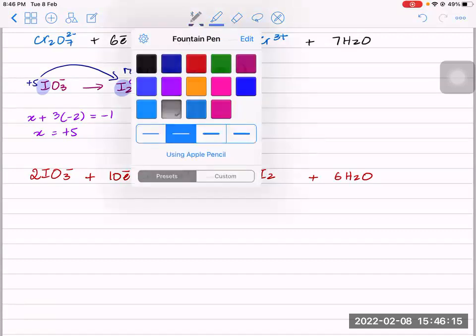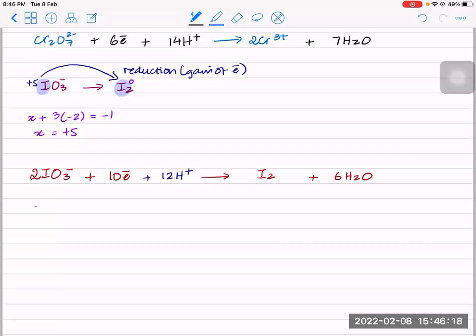And you can also check the charges. Here you have 2 minus, and then you have 10 minus, and you have 12 H pluses, right? So you have minus 2, plus minus 10, plus 12. This cancels out, and over here also the charge is 0. So minus 12 and plus 12 cancel out, become 0. The charge over here is also 0 because this is 0 and this is 0. So we know this is a balanced equation.